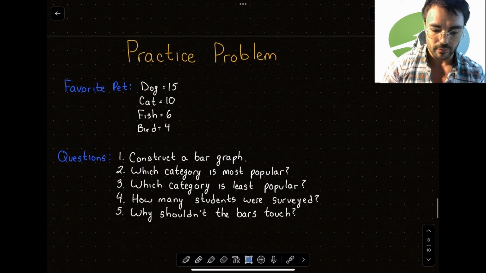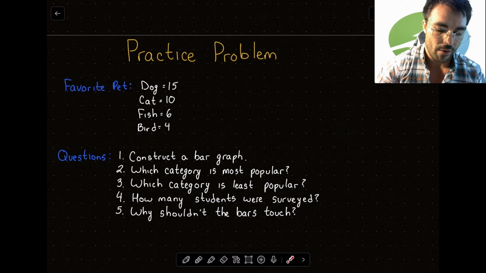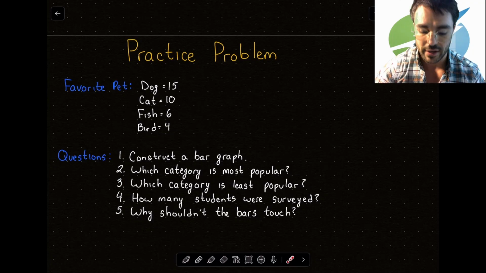All right. And here we have a practice problem for you to practice at home. We have our categories of favorite pets: dog at 15, cat at 10, fish at 6, bird at 4, and some questions here. I'm going to give you a minute to pause the video and take a look at this.